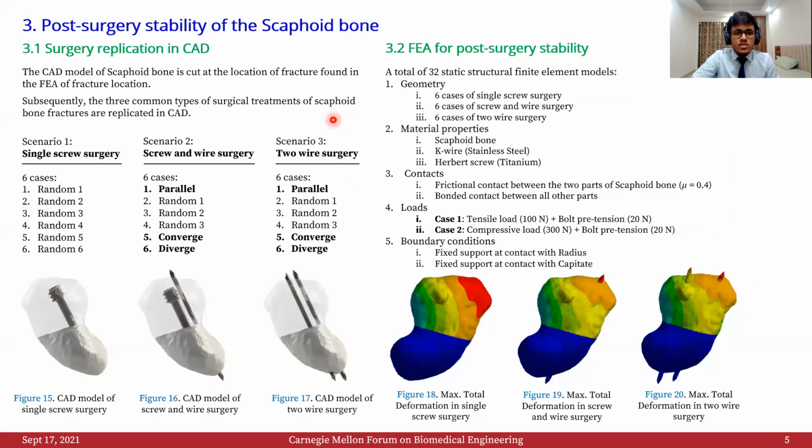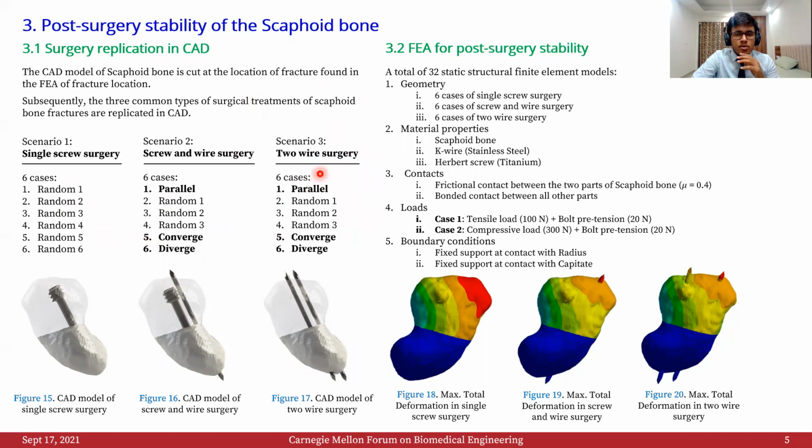Now, to create the CAD models for the post-surgery study, we considered 3 scenarios: a scenario in which a screw is inserted, a scenario in which a screw and a wire is inserted, and a scenario in which 2 wires are inserted. For the single screw, we created 6 random cases. For the screw and a wire, we created 3 special cases of 1 path convergence and divergence. Similarly, for the 2 wires, we created 3 special cases, a parallel, convergent, and divergent case.